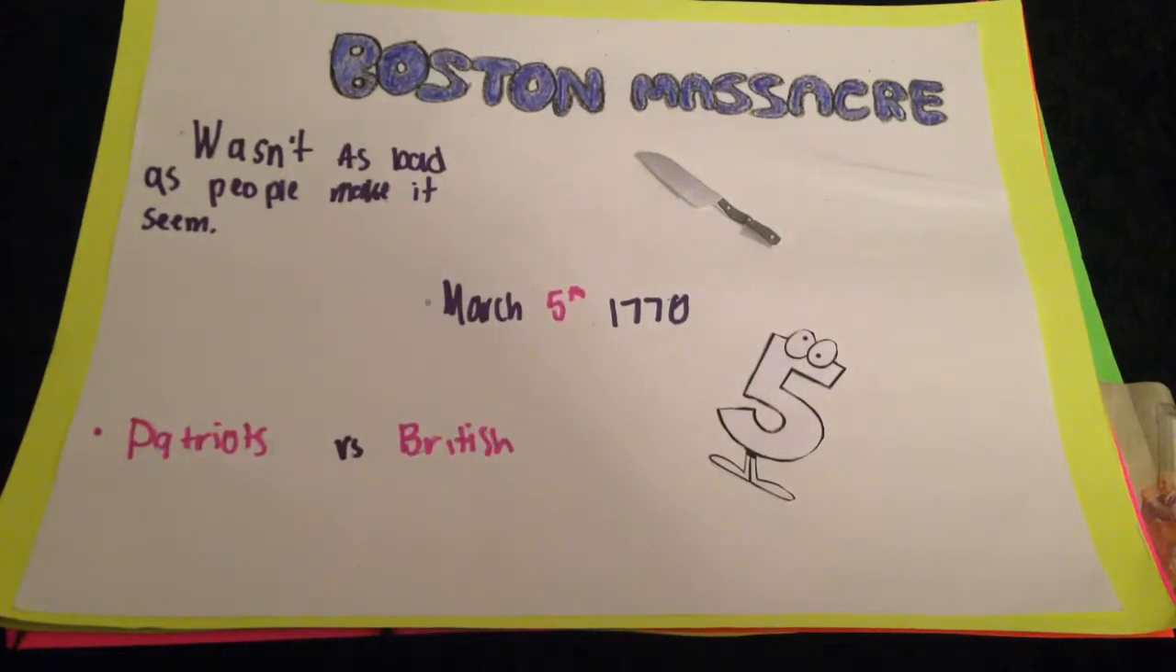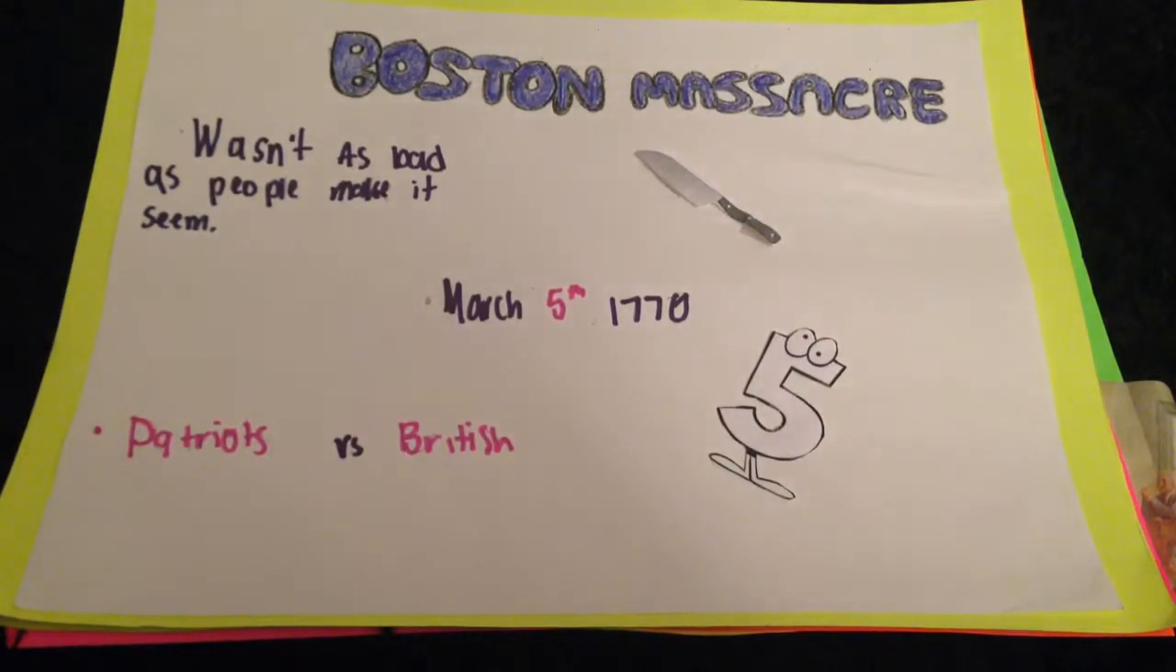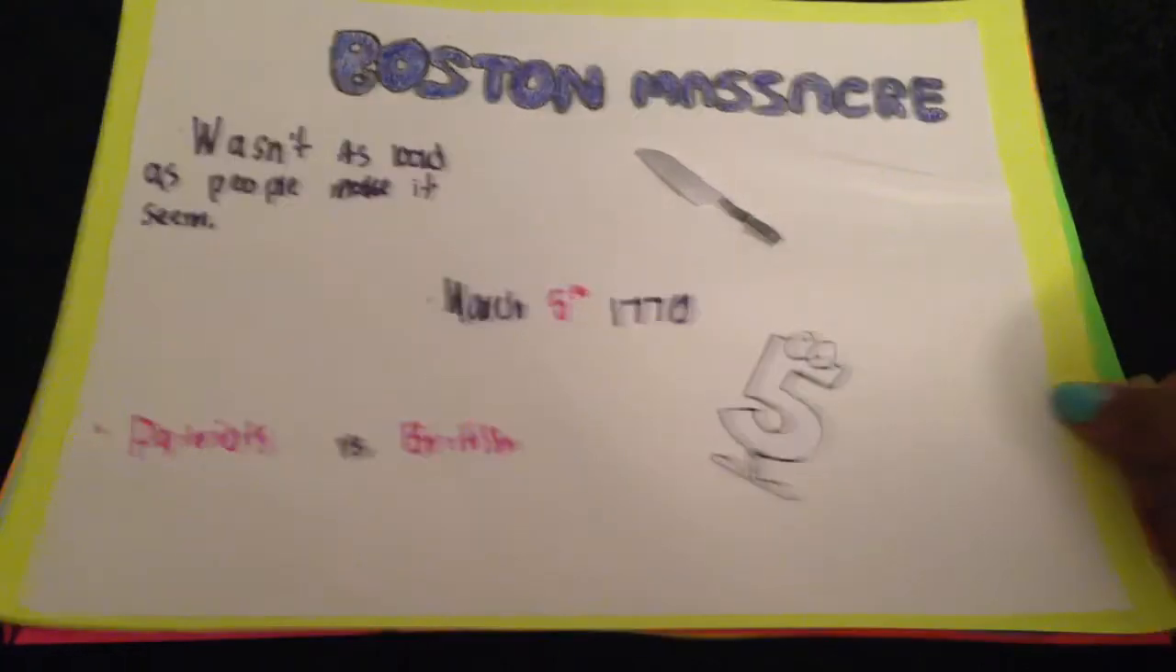Boston Massacre. The Boston Massacre was a street fight that occurred on March 5, 1770, between a patriot mob, throwing snowballs, stones, and sticks, and a squad of British soldiers. The Boston Massacre was a signal event leading to the Revolutionary War.